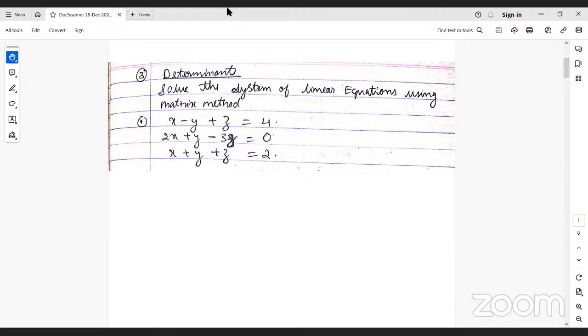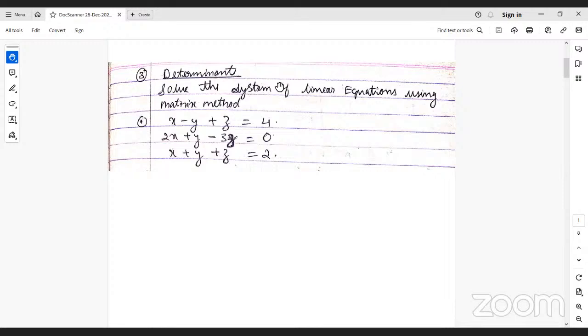Good evening, students. So today again we will be continuing with some more examples on determinants. In the last class we had discussed one question on matrix method. So we will be continuing with one more question on matrix method.